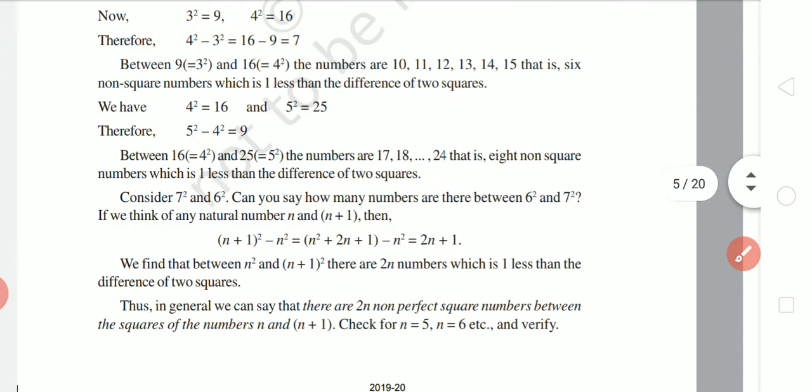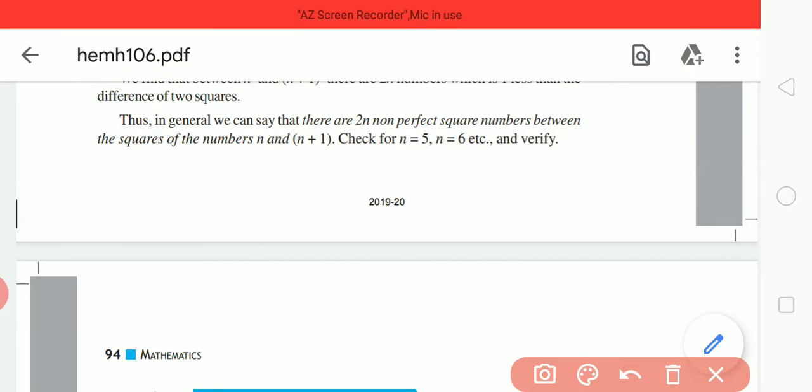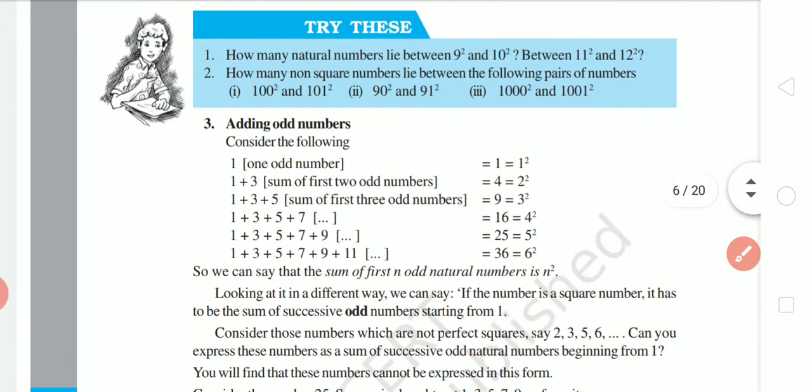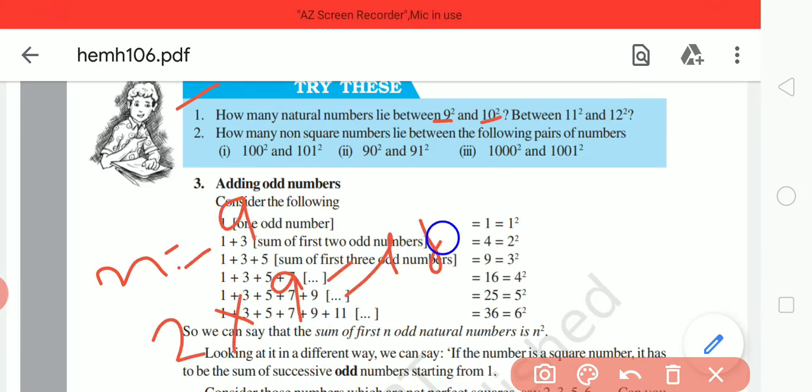So let us do the next one. Here it is given, you can see 2n numbers can lie between the square of n and n plus 1, right? Now come to try these. This is question number 1. How many natural numbers lie between 9 square and 10 square? So 9 and 10 are consecutive numbers. Here n is 9, so 2n numbers lie between them, so 18 numbers will lie.